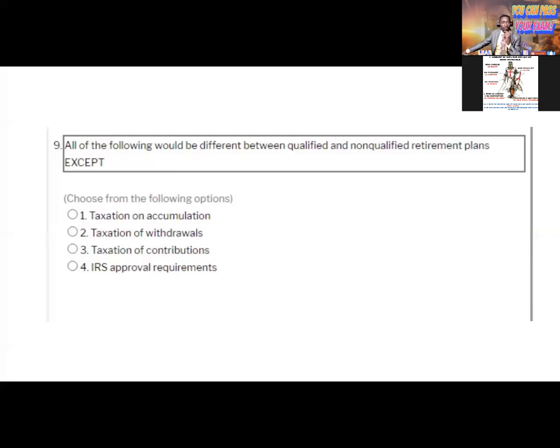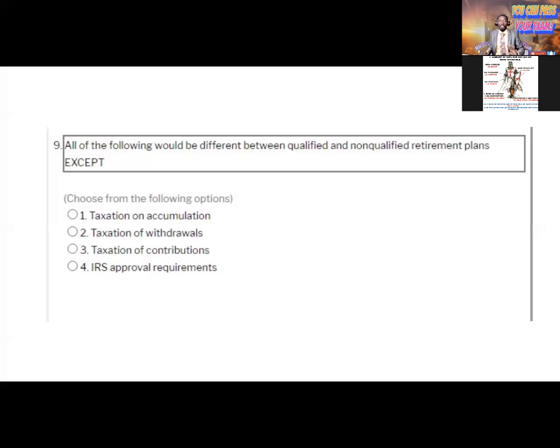let's see. We can think about this one. Taxation and withdrawal. So if I have a qualified plan, when I make a withdrawal, do I have to pay taxes? Yes. If it is a non-qualified, do I have to pay taxes? You do have to pay taxes, but not on the withdrawal itself, only on the growth. The cost basis is not taxable. Okay? Taxation on accumulation. So you see, there's a different taxation accumulation.